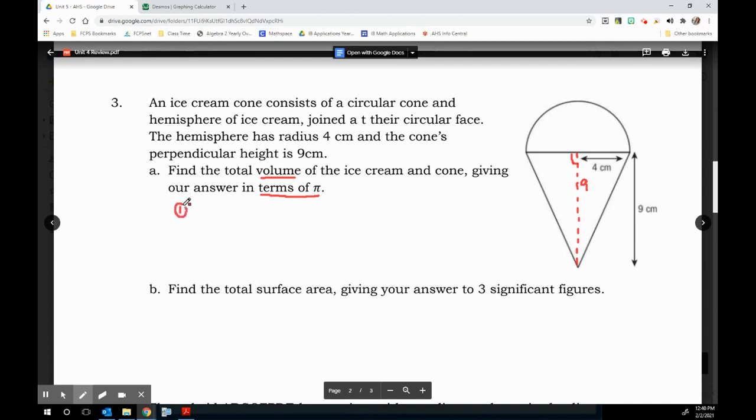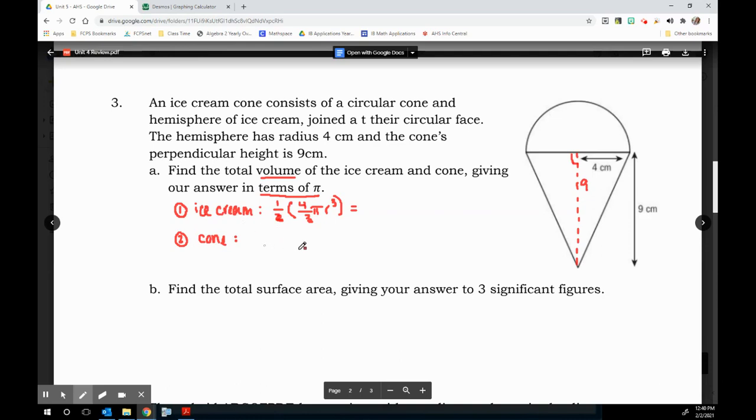So we're going to have to find 2 different volumes here. We're going to find the volume of the ice cream and the volume of the cone. And then we'll just add them together. So my volume of the ice cream, I'm going to take the volume of the sphere, which I can find in my formula booklet, but I'm going to cut it in half since they told us it's a hemisphere. So I'm going to do half of the volume formula, which from the formula booklet says it's 4/3 pi r cubed. I'm going to sub in everything I know and get my answer.